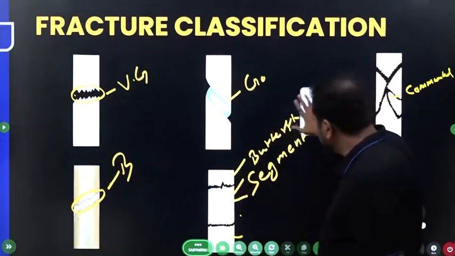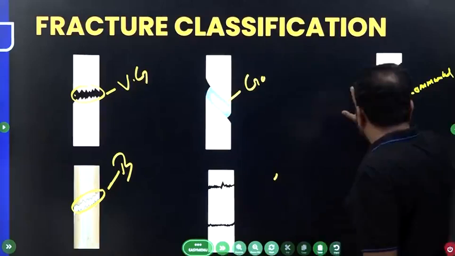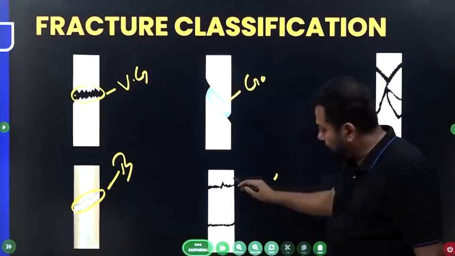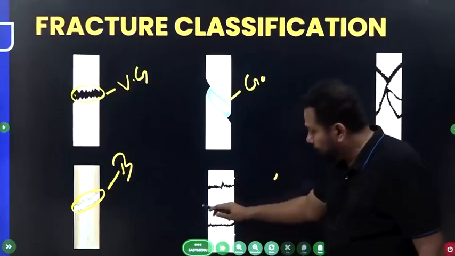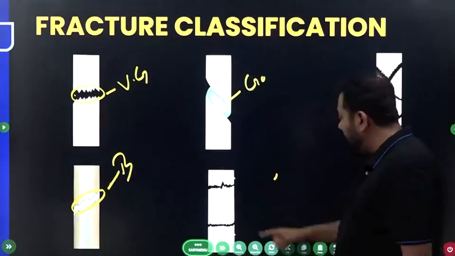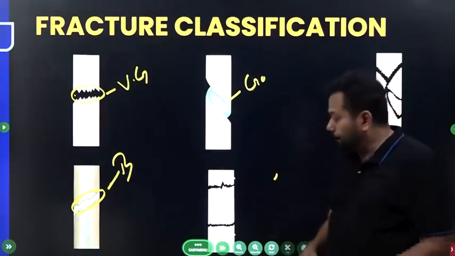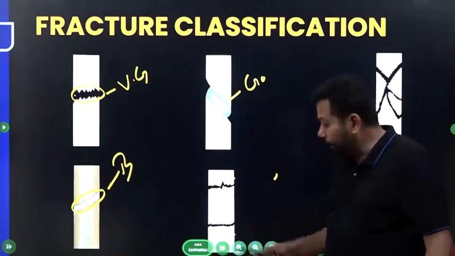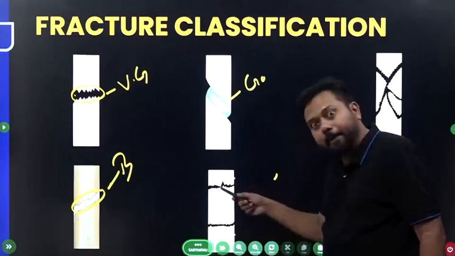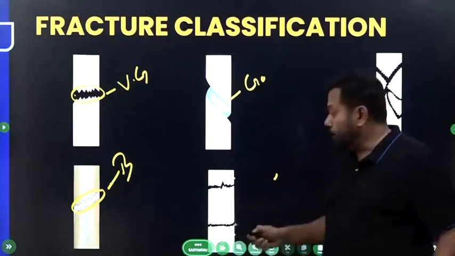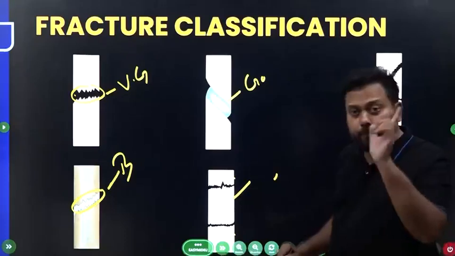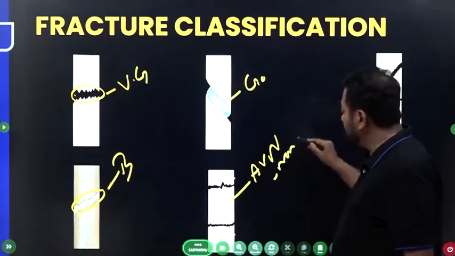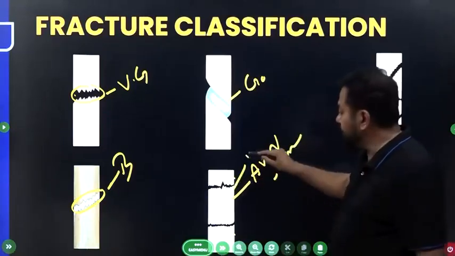The problem with this segmental and comminuted fracture is, you see here, the proximal fragment is here, the distal fragment is here, and in between there is a separate piece of bone. The proximal fragment has its own blood supply, the distal fragment has its own blood supply, but the in-between separate segment, the butterfly fragment, is devoid of blood supply. So 100% if you don't treat it properly, this will go for avascular necrosis and non-union. So this has the worst prognosis.